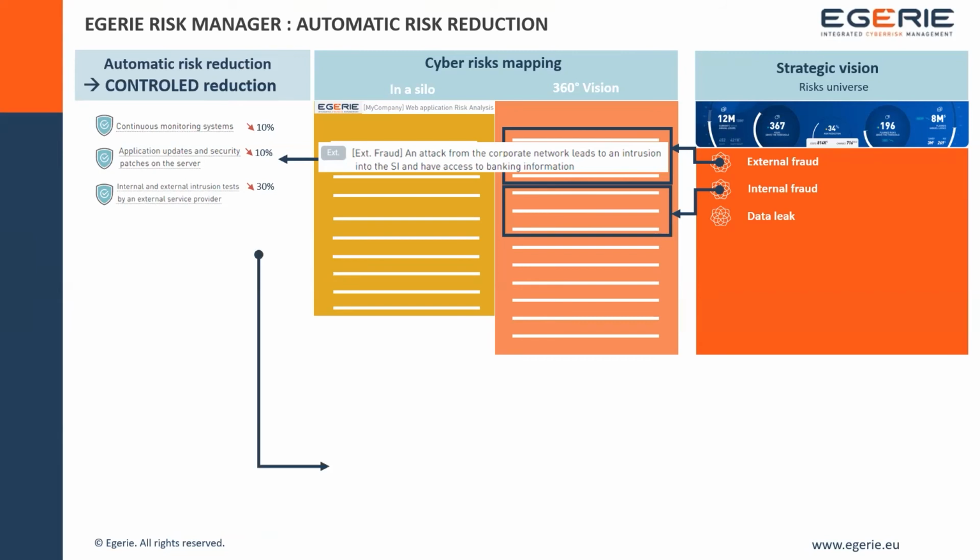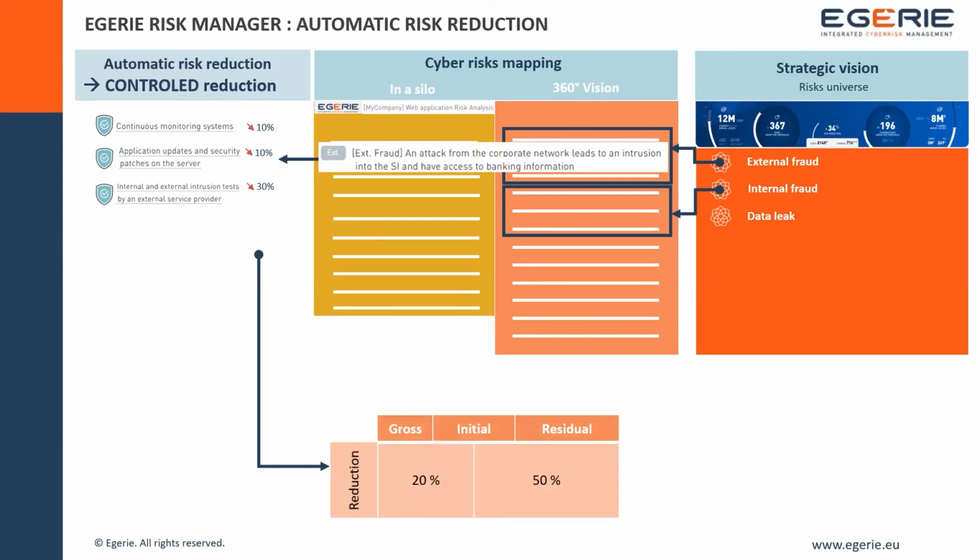If you do this controlled reduction on every risk of your macro risk, you will end up with an average reduction for that macro risk. And so you will be able to precisely define a reduction percentage for the risk and globally for the collection of risks in your macro risk.